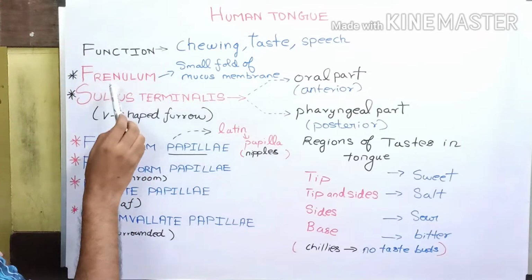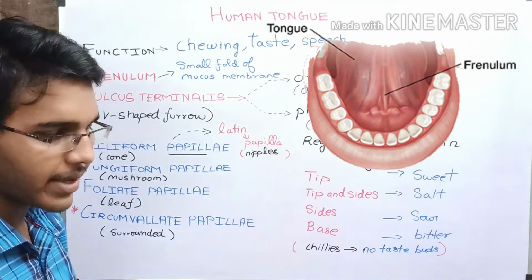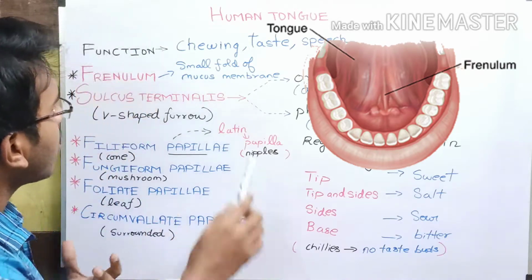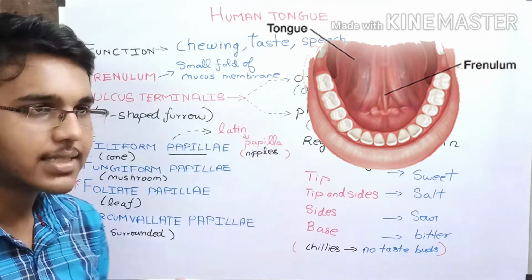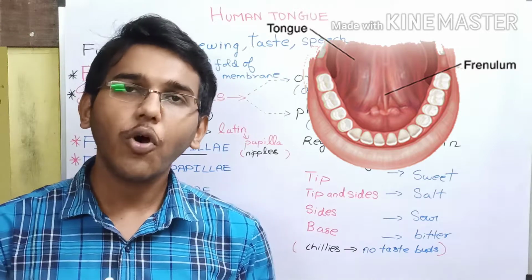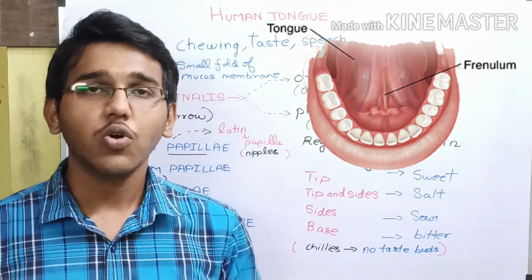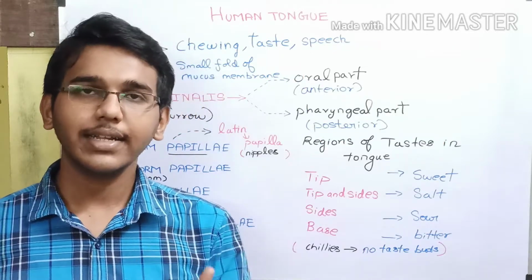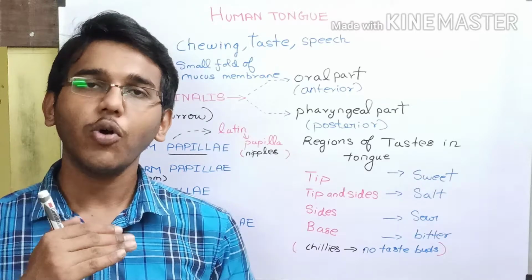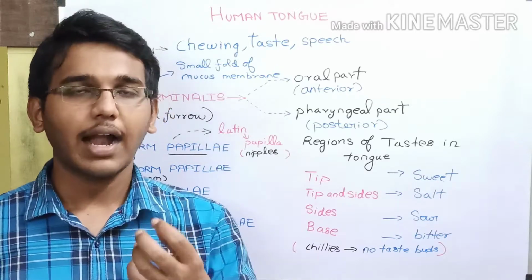First of all, let us discuss the frenulum. The frenulum is a small fold of mucous membrane which connects the tongue with the floor of the buccal cavity. So, the frenulum acts as a connecting tissue between the floor of the buccal cavity and the tongue.